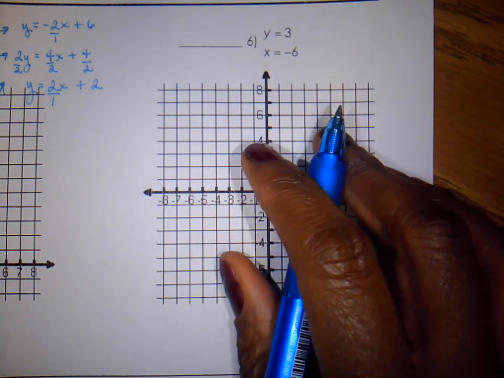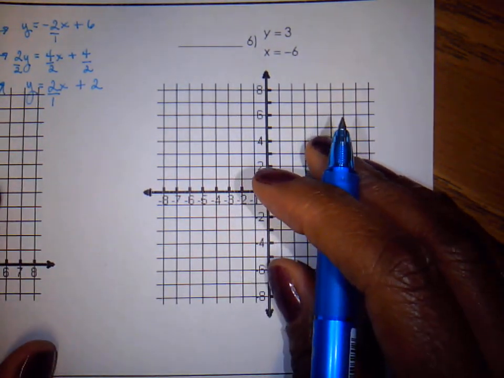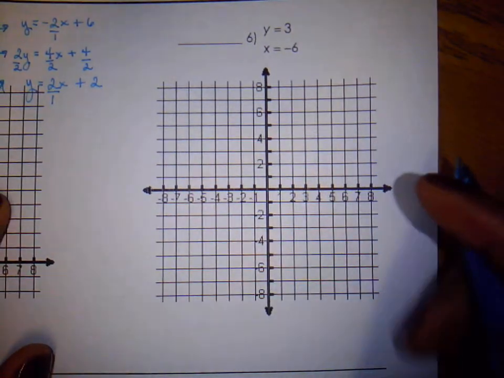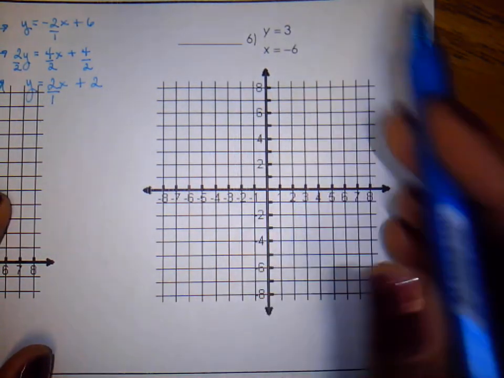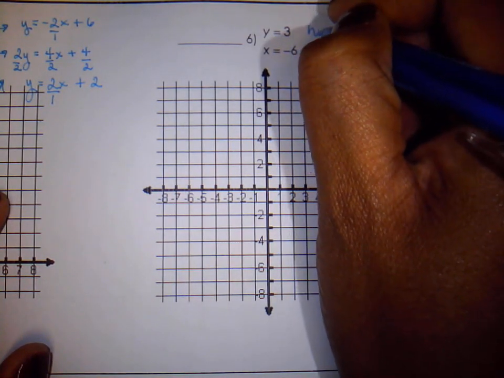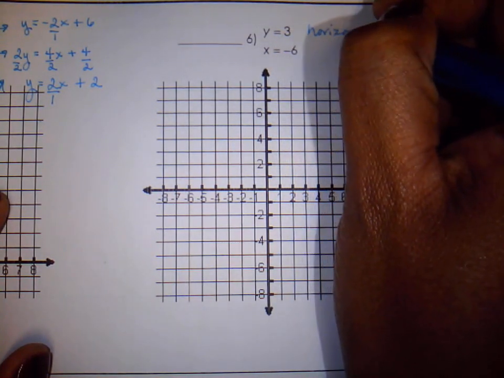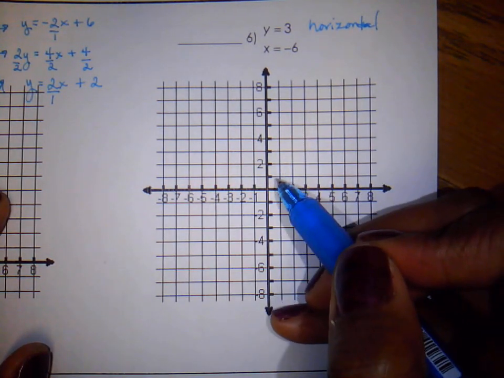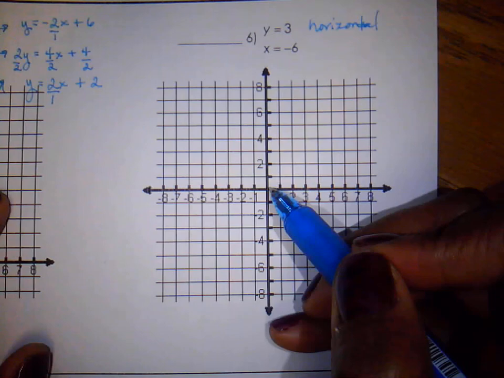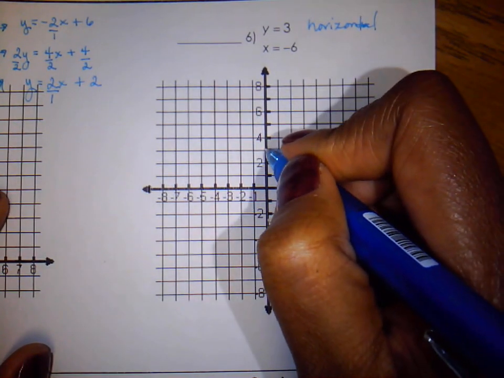All right, y'all. Number 6 appears to be weird. It looks weird, but it's actually pretty easy. When you have y equals any constant, young people, remember this is going to be a horizontal line. A horizontal line going through what value on the y-axis? 3. Here's 3.